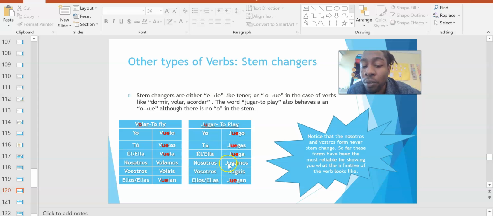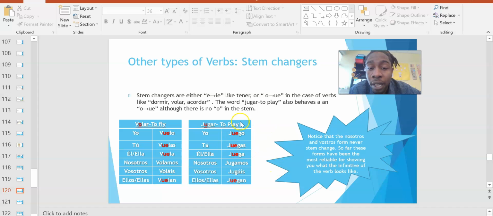Entonces aquí podemos ver que no hay un cambio radical en la raíz cuando hablamos de nosotros y vosotros. Pero cuando vamos a ellos y ellas, when we go down here to this last one, we do need el cambio radical. Entonces en la raíz no tenemos una U solamente, tenemos UE. Y aquí con volar no solo tenemos la U, tenemos U y E.